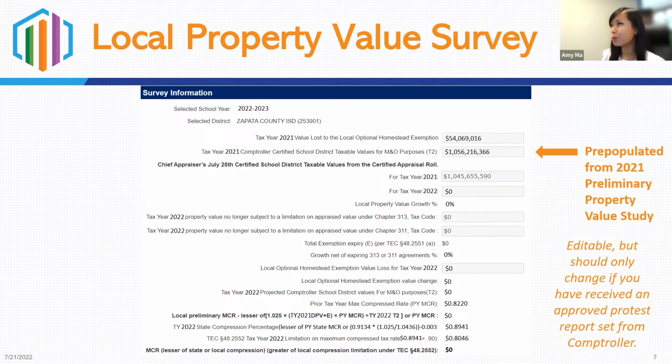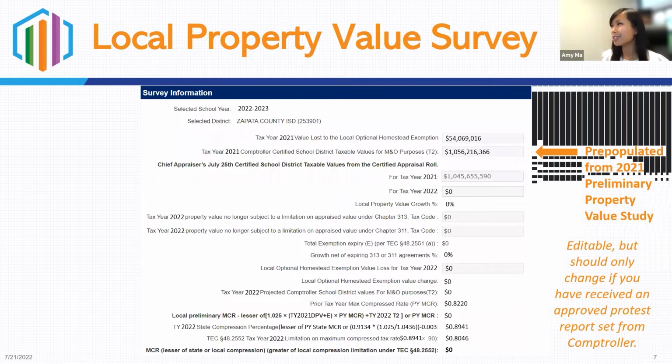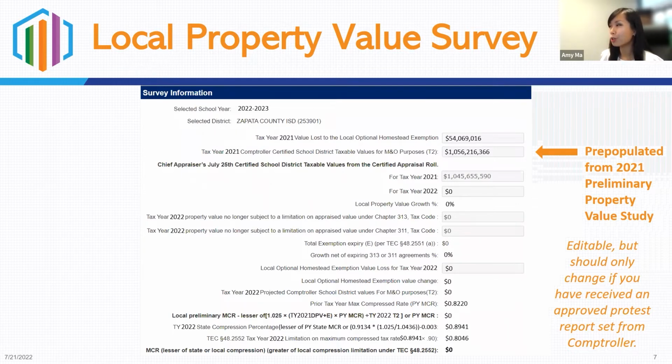Another pre-populated item comes from the comptroller's preliminary property values study. This is the T2 value for the prior tax year. You can edit this field, but you really only should if your district has received an approved protest from the comptroller. Otherwise, you can just leave it as is.